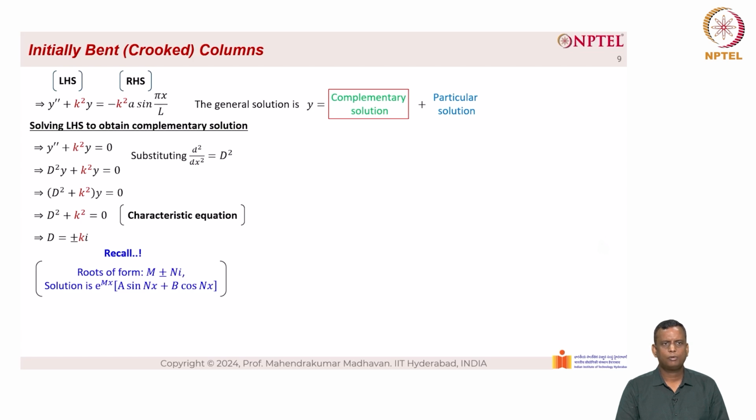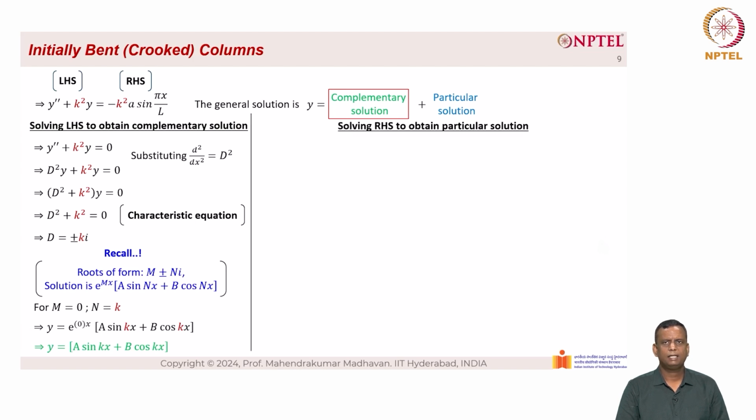Recall the roots of the form m plus or minus ni. The solution is e power mx into a sin nx plus b cos nx. In the above equation, m equal to 0, n equal to k. So, the solution y equal to e power 0x into a sin kx plus b cos kx, which again boils down to y equal to a sin kx plus b cos kx.